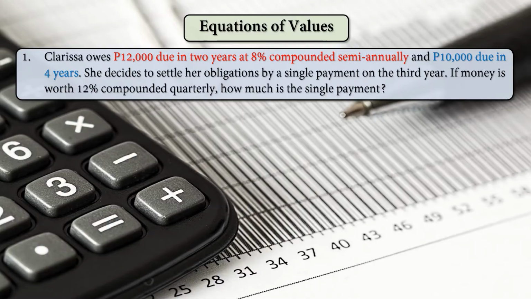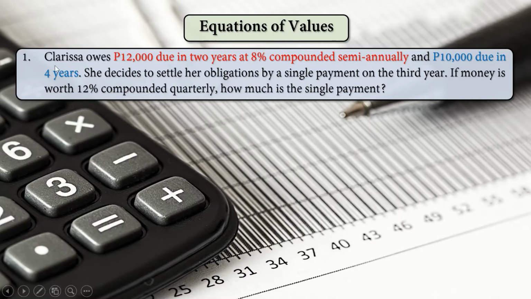And so, for example, in order to understand more about this topic, Clarissa owes 12,000 pesos due in 2 years at 8% compounded semi-annually and 10,000 due in 4 years. She decides to settle her obligations by a single payment on the third year. If money is worth 12% compounded quarterly, how much is the single payment?